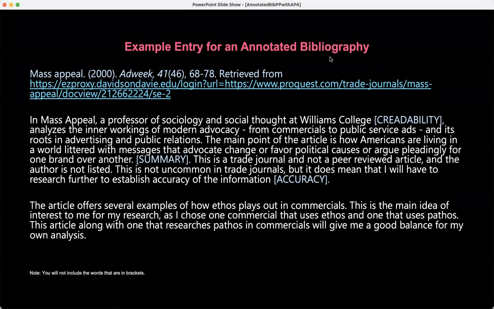Note when you're writing your own annotated bibliography that you will not use these words in blue. I only have them in there just to help you understand how to put together that first paragraph. Notice neither of these paragraphs are terribly long. I'm not looking for something that is terribly long. I'm looking for something that adequately summarizes, offers me a look at the credibility and the accuracy of the article you're choosing, and how you're going to use it. Okay, it doesn't have to be terribly long.